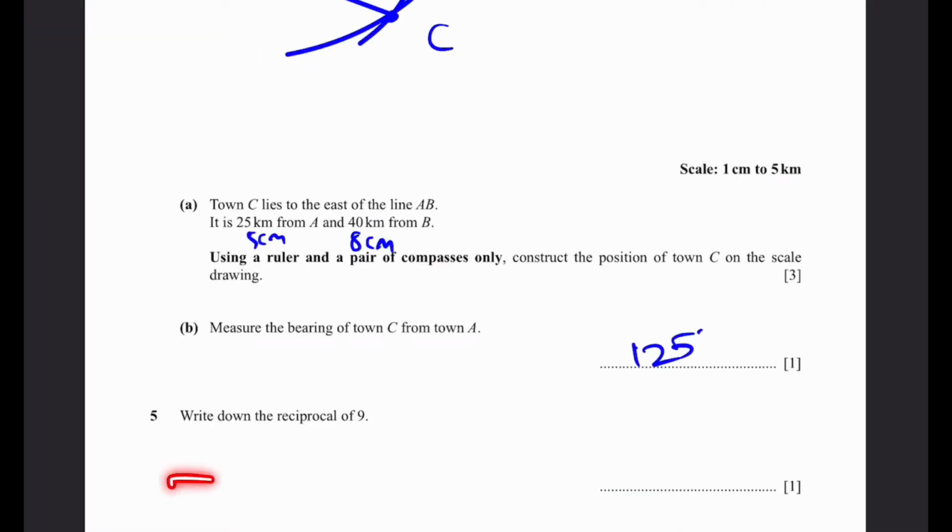Question 5. Write down the reciprocal of 9. The reciprocal of any number is simply 1 divided by that number. So in this case, it's going to be 1 divided by 9, or 1 by 9. That's our answer. Let's go to question 6.